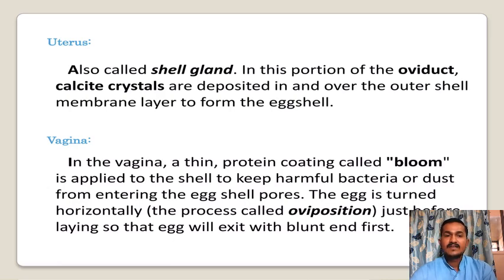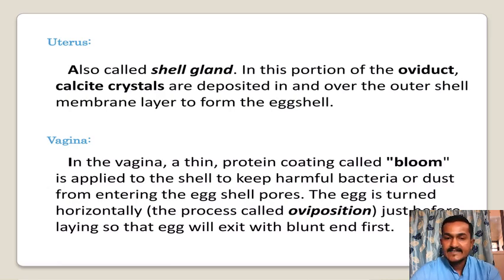Clear it? And next one, whenever the process is complete, these eggs are ready to be laid, and these eggs pass into the next part of the oviduct, that is known as the vagina. Clear it? So about the vagina, in the vagina a thin protein coating called the bloom is applied to the egg to keep harmful bacteria or dust from entering the egg cell pores. The egg is turned horizontally, the process called oviposition.